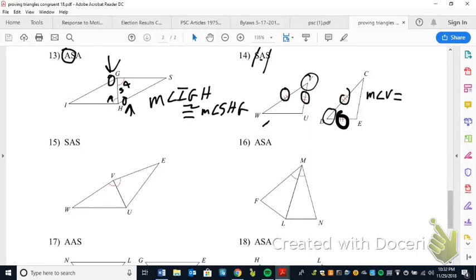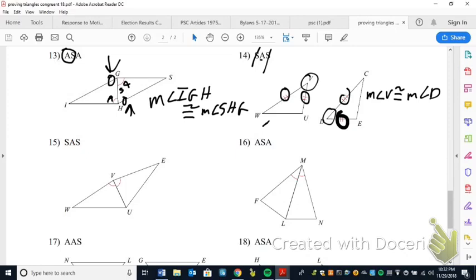the measure of angle V is congruent to the measure of angle D. That is the missing piece of information that we need in order to do this. So, number 15.